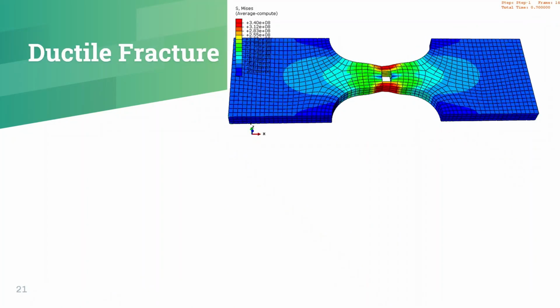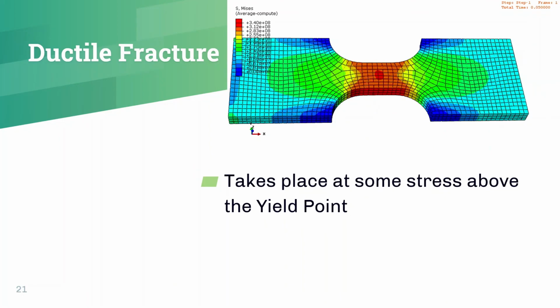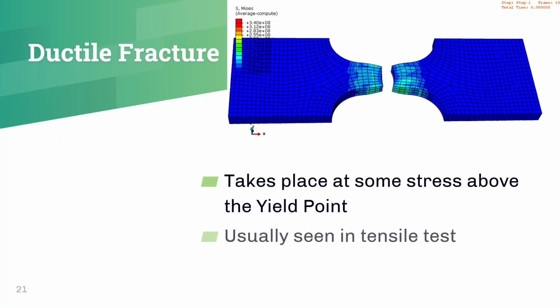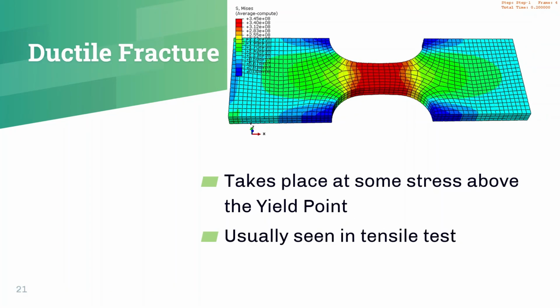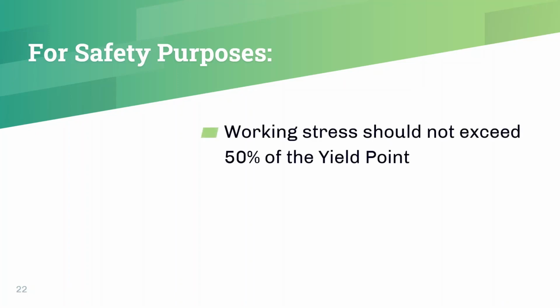Ductile fracture takes place at some stress above the yield point. Usually seen in tensile tests. So for safety purposes, dapat yung working stress natin ay hindi mag-exceed ng 50% doon sa kanyang yield point.